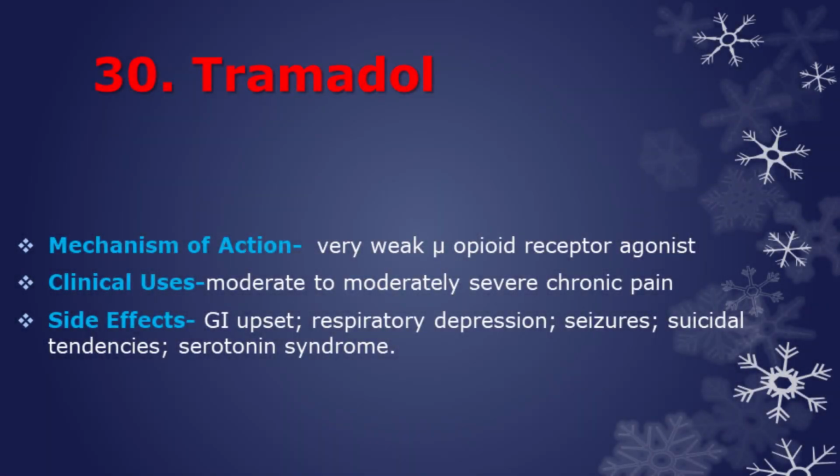Next and last drug is tramadol. The mechanism of action of tramadol is not completely understood, believed to act as a very weak mu-opioid receptor agonist. Used to treat moderate to moderately severe chronic pain. Side effects are GI upset, respiratory depression, seizures. Tramadol has been reported to decrease seizure threshold, suicidal tendencies, serotonin syndrome.